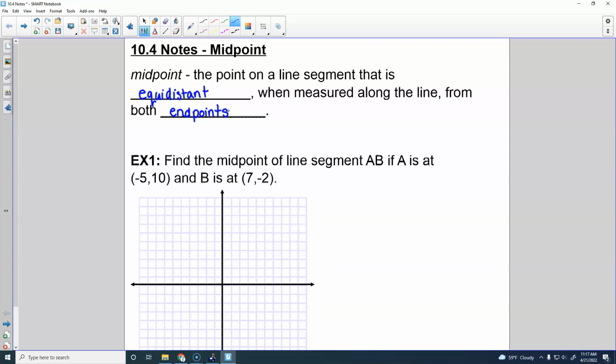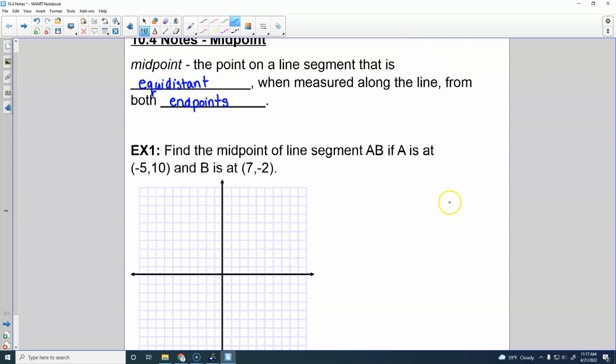All right, so it's the point on a line segment that is equidistant. You could leave out that measured along the line part if you want to make it a little easier to understand. The point on a line segment that is equidistant from both endpoints. What's an easy way I could say that? Point in the middle, right? The point exactly in the middle.